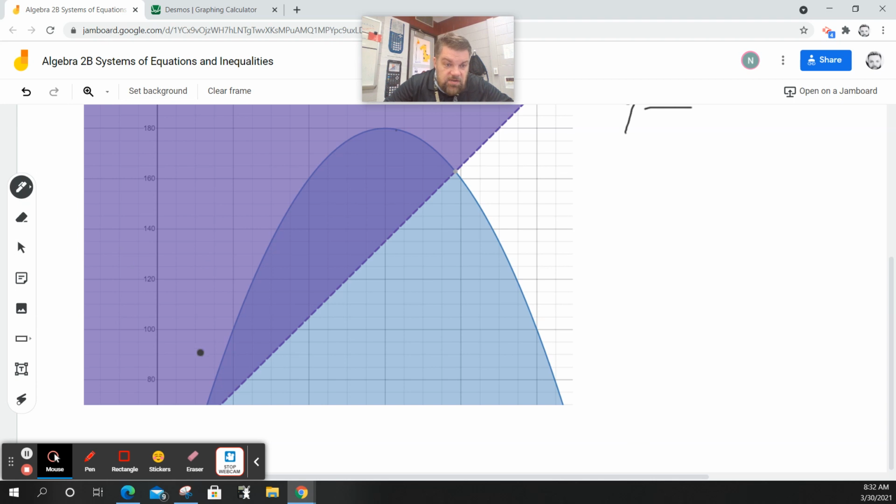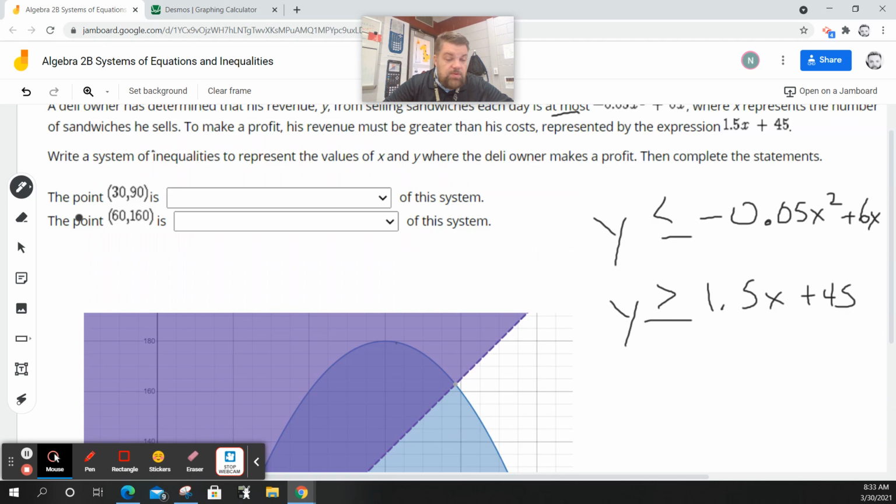So if I come over here, 30, 90 is right on the border, and so that is not viable because it won't work. It's not a solution because it's right on the border, and greater than is not greater than or equal to. So because it's just greater than, it's not a solution.